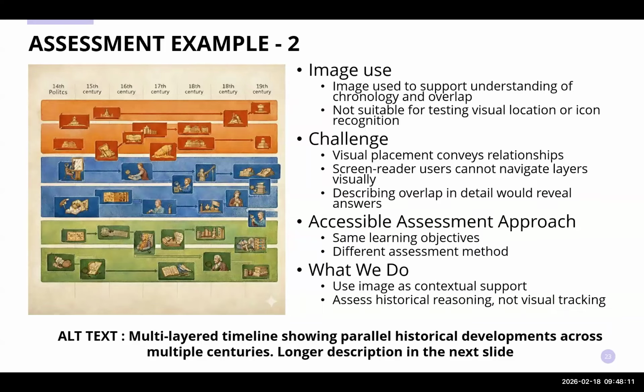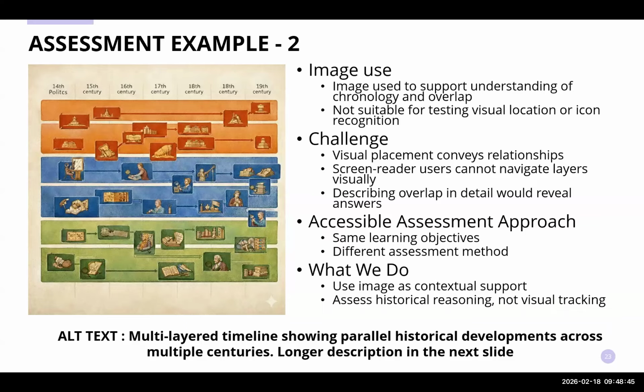So instead of asking a question like, according to the chart, which political event happened at the same time as this book, which is just testing the visual track, we use the image as contextual support. So we shift the focus to historical reasoning. Students might see the image for a general sense of the era, but the questions ask them to analyze the impact of overlap on what they studied in class.